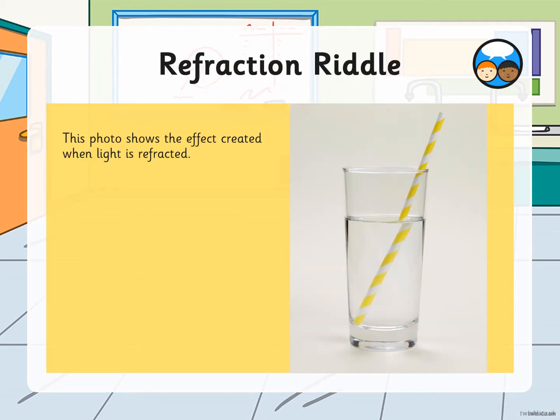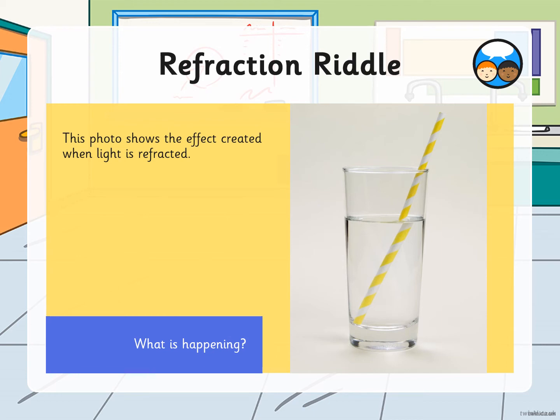So here's a little riddle. This photo shows the effect created when light is refracted. You can see the straw and it looks like it's bent when it hits the water, and then it continues to travel in a straight line. You can imagine that this water is the object that light is traveling through, and when it hits it, it changes direction because it slows the speed that light can travel, so it has to change direction, and then once it gets back it can continue to travel at that speed. So that is what is happening.